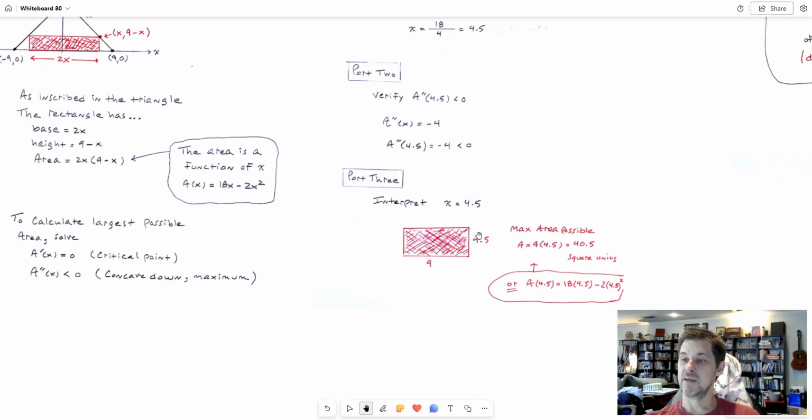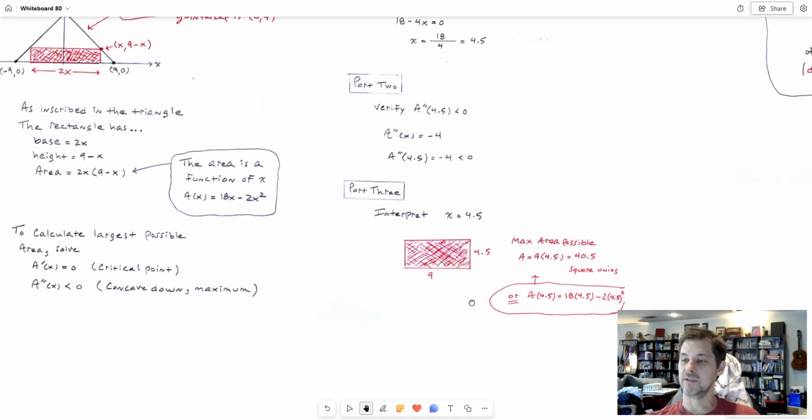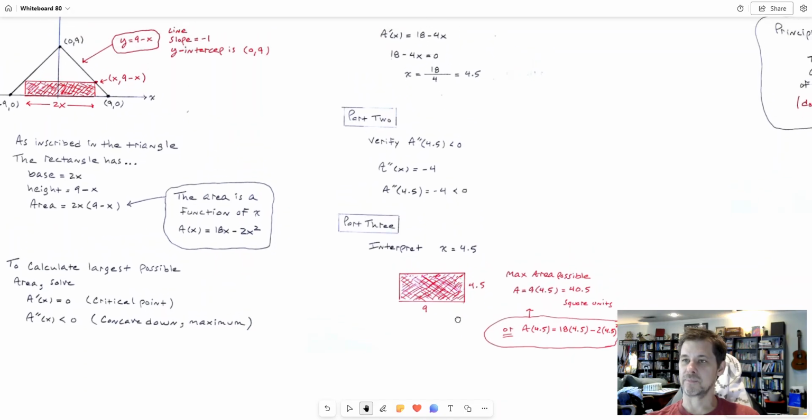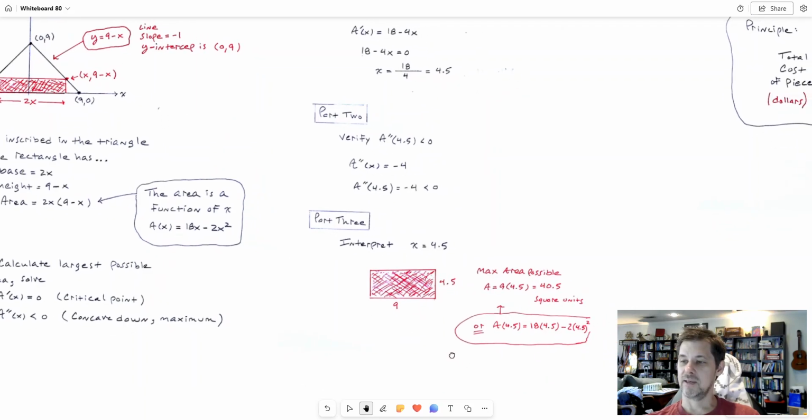Okay, and then how tall is it? Well, the height was this y coordinate, and so that's going to be 9 minus 4.5, or just 4.5. So this is what that rectangle is going to look like. The x coordinate of the corner is 4.5. From that, I can interpret that the base is 9 and the height is 4.5. Okay, and that will be the key to the rest of my answer.